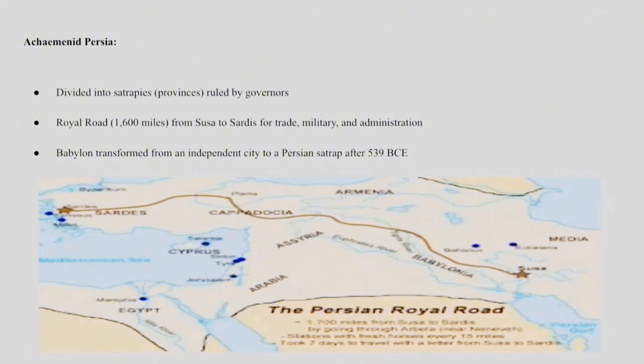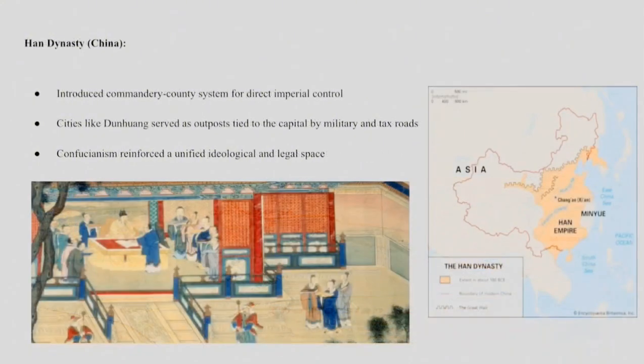Babylon is a good example of change. Before Persia, it was an independent city-state. After the conquest in 539 before the Common Era, it became a Persian province. Its law, religions, and governance all changed to match Persian rule. This is how space and power were reshaped by empires.